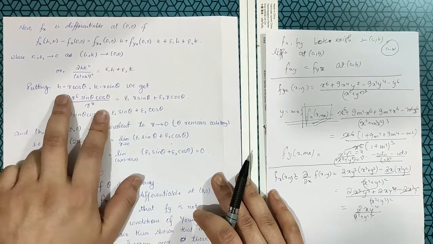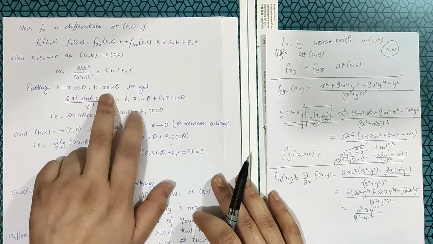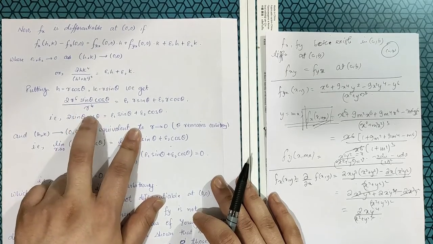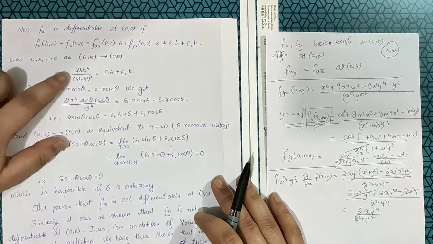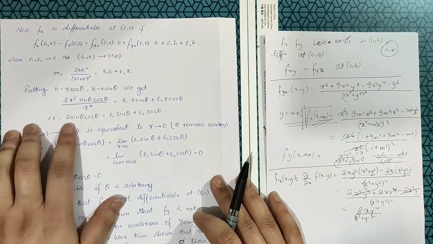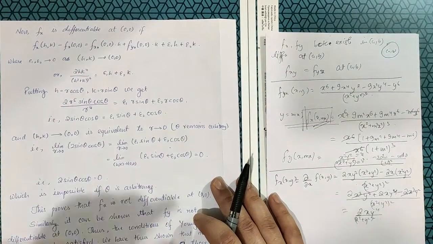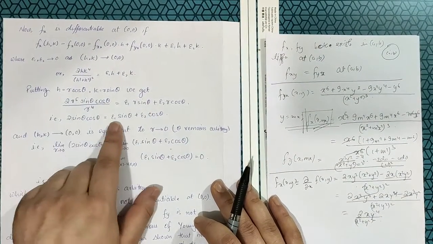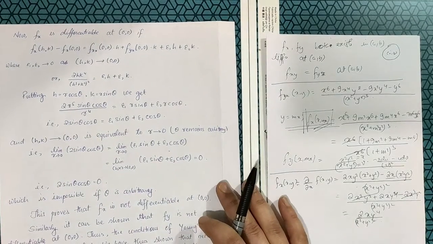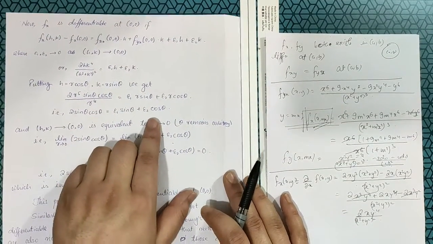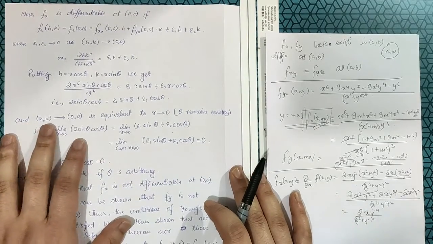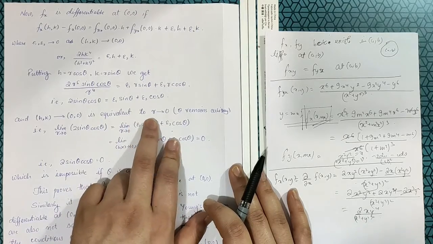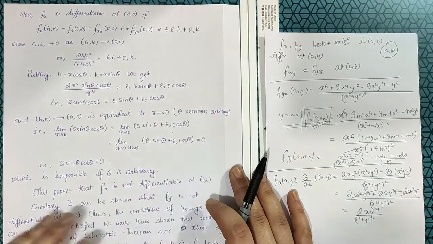Putting h equals r cos theta and k equals r sin theta, we get 2r⁵ sin theta cos⁴ theta over r⁴ is equal to, so we put these values here and we get 2 sin theta cos theta, as this and this cancel, and here we have one more r, so this cancels and we get 2 sin theta cos theta is equal to epsilon 1 sin theta plus epsilon 2 cos theta. And (h, k) tends to (0, 0) is equivalent to r tends to 0 while theta remains arbitrary.